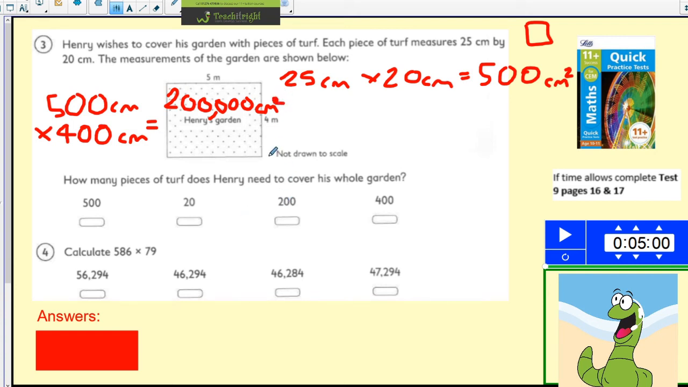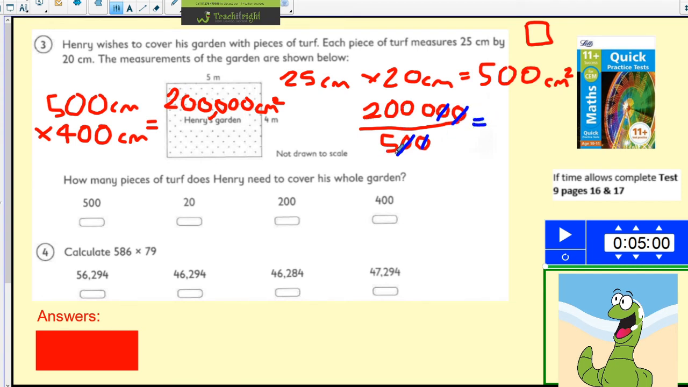So what we've done here now, which is a bit tough, is we're going to now work out how many 500 centimeters squared fit into my 200,000. Now I'm going to set this out and just show you a cool trick with division. When you're dividing things like this, and you have zeros on the top and the bottom, you can actually cancel out to make the sum easier. So 200,000 divided by 500 is going to be the same as 2,000 divided by 5.